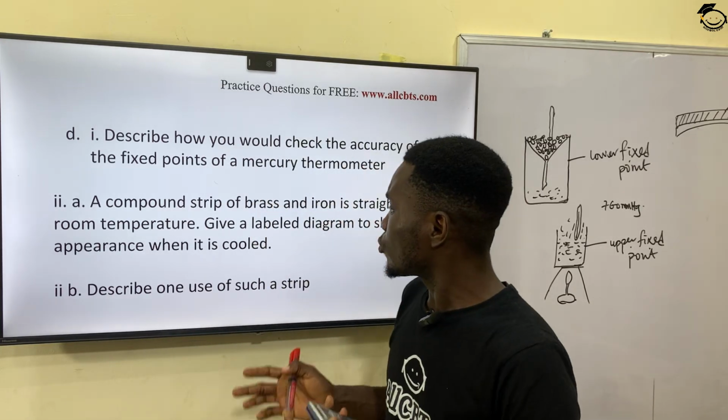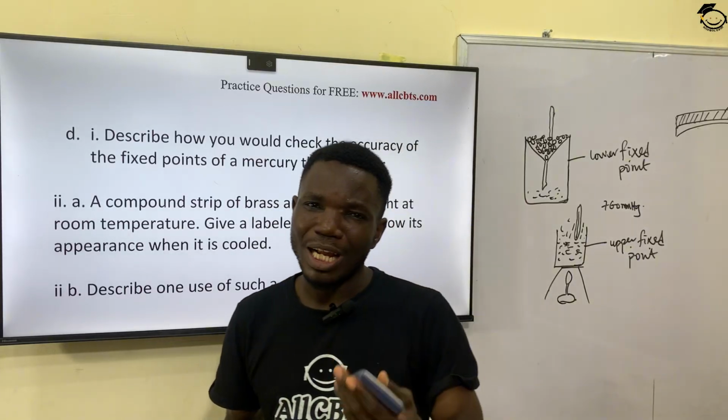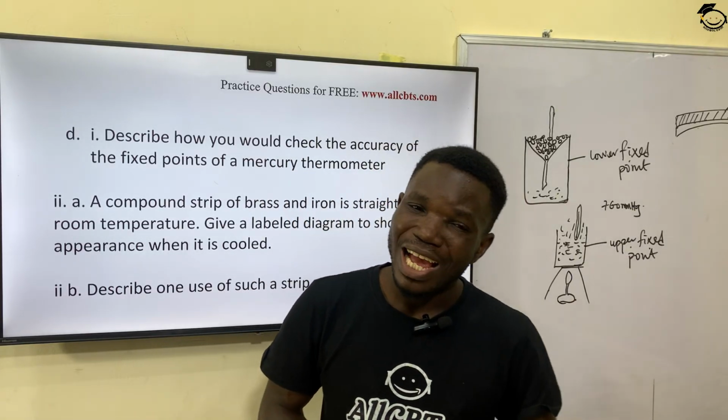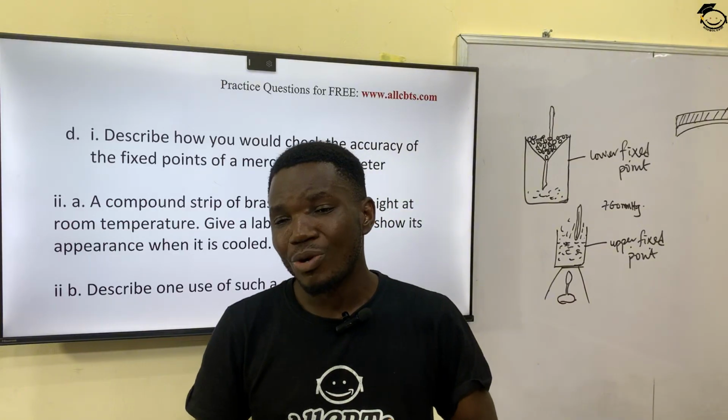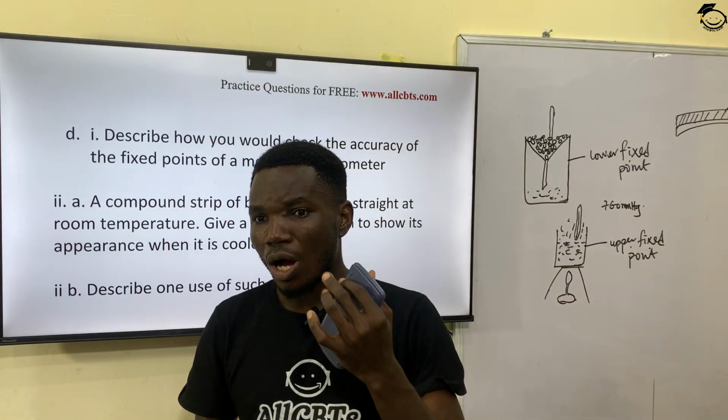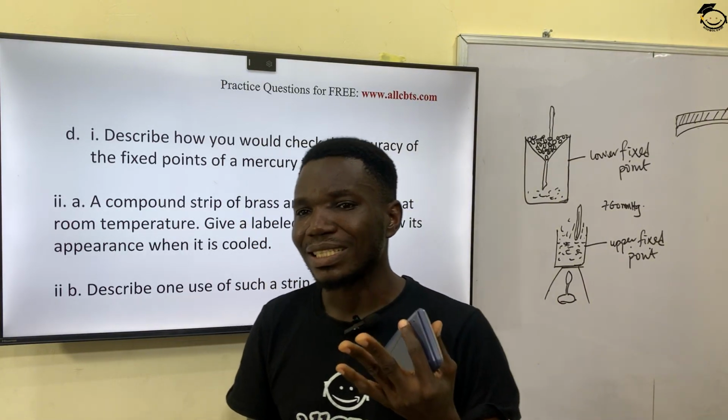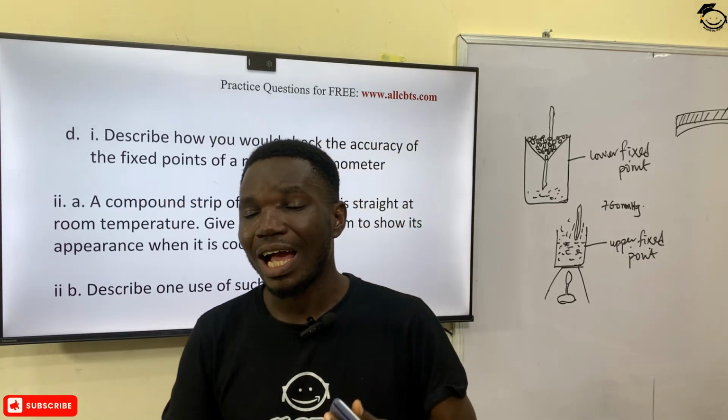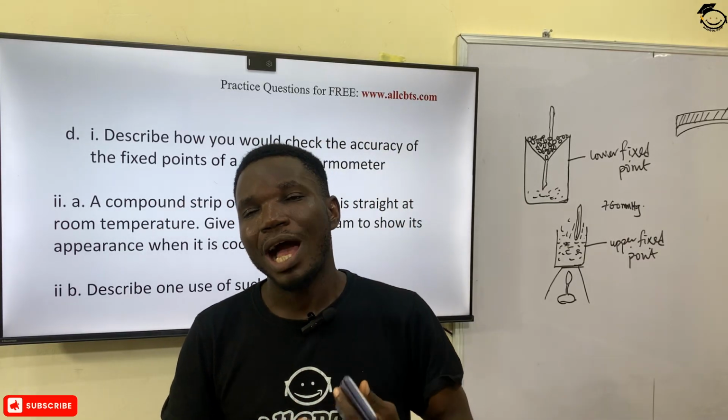So they said we should describe one of the uses, and you can use them, like I said before, in a fire alarm. In your fire alarm system, you realize that you have two elements that make up the bimetallic strip in your fire alarm. We have copper and we have iron.